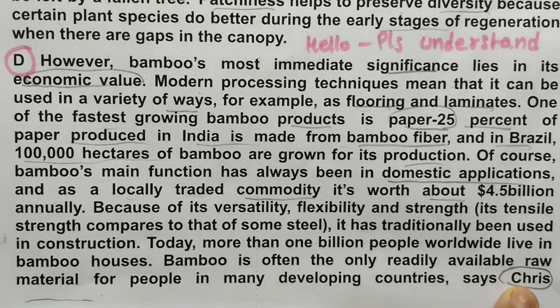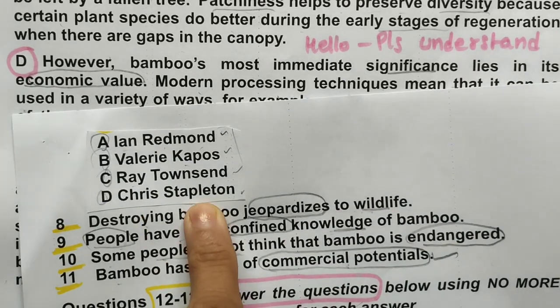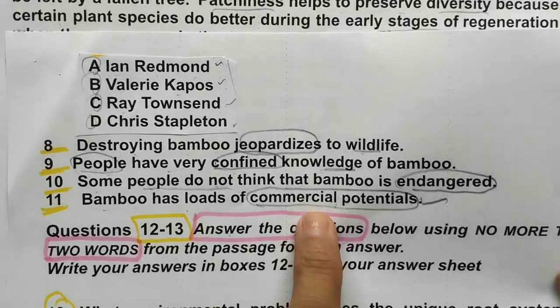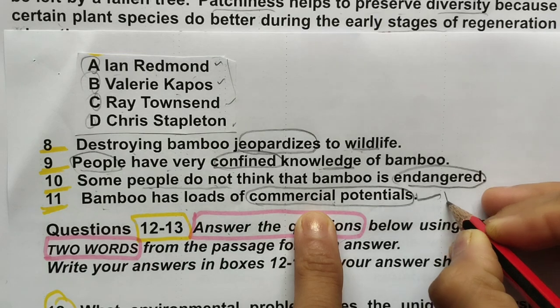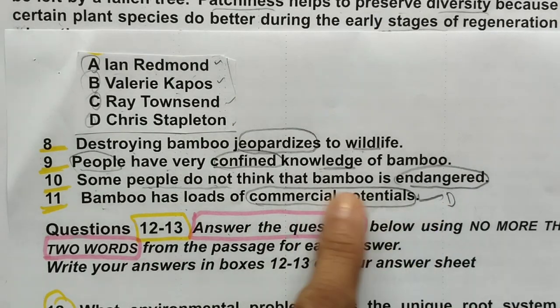And a person is also here, Chris. So Chris is D person. So we can say it has lots of commercial potential. So we can just mark it D number. Okay.